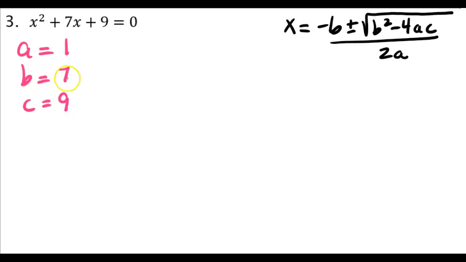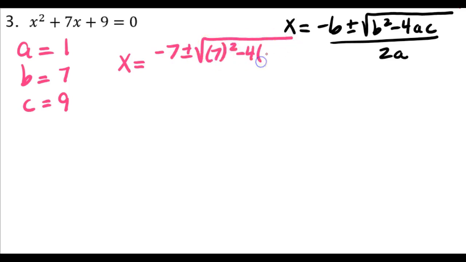So now I need to take these numbers and plug them in where the formula says to. So I would have x equals negative b, which would be negative 7, plus or minus b squared minus 4 times a times c, and then that's over 2 times a, which is 1.